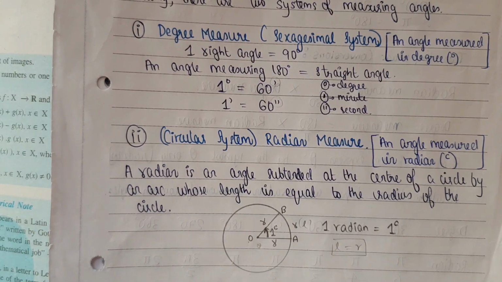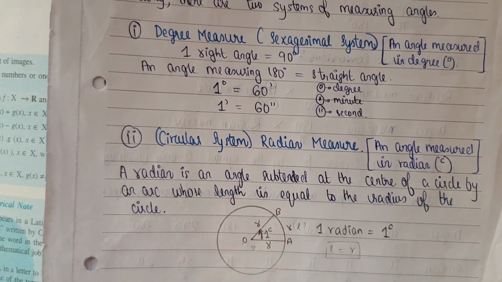Simple as that. A radian is basically an angle. Understand, just like a degree is an angle. So it's an angle formed in a case where the length of the arc is equal to the radius. Simple as that. Now when do we need this? We need it for different formats.